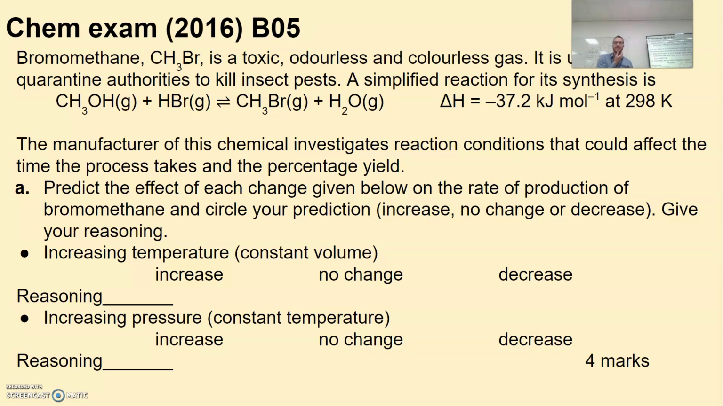Another question, 2016 exam. Let's rub this off. Bromomethane, CH3Br, is a toxic, odorless, colorless gas. It's used by quarantine authorities to kill insect pests. A simplified reaction for this synthesis, CH3OH plus HBr, gives us CH3Br plus H2O.